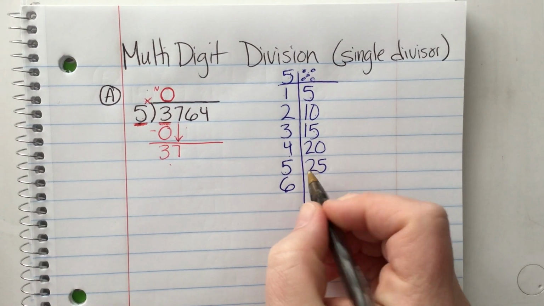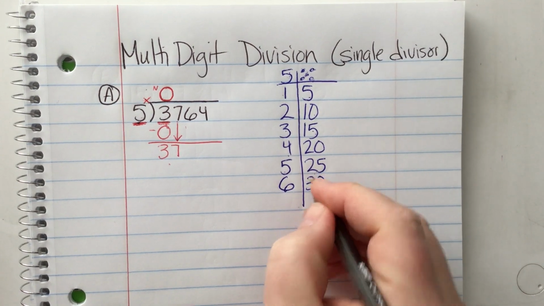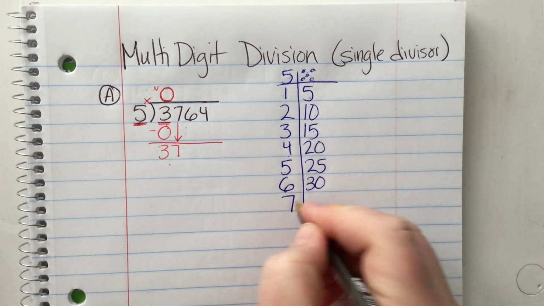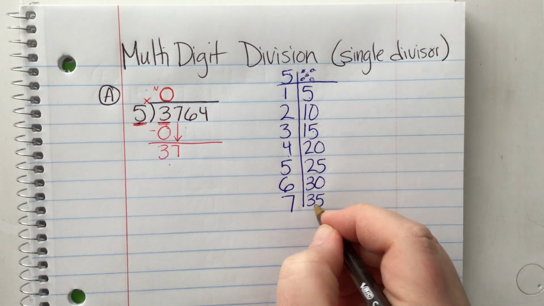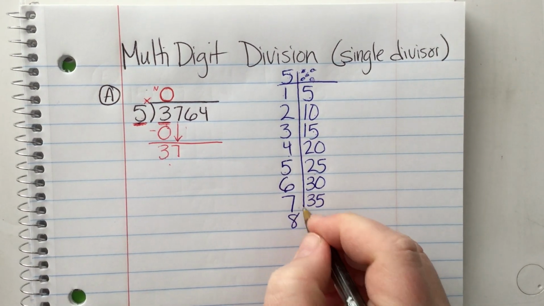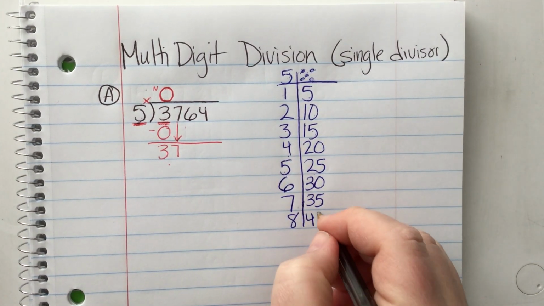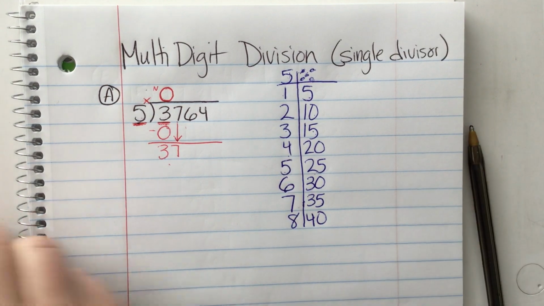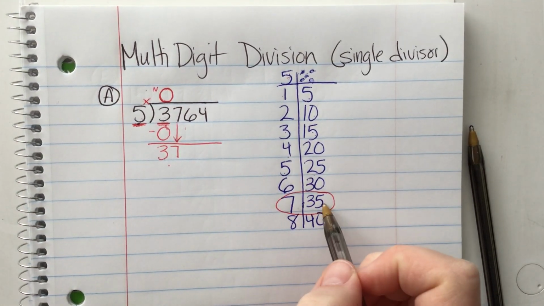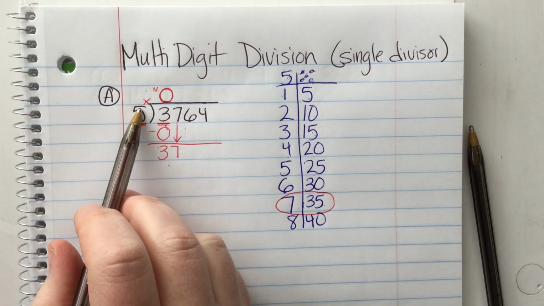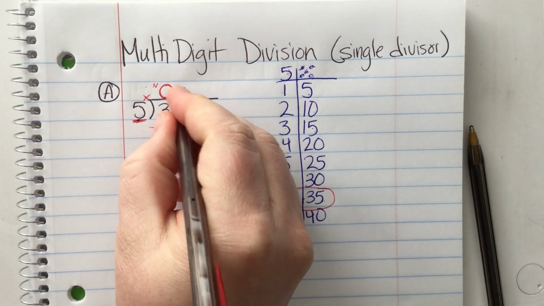So I'm going to go to 6, so 25, 26, 27, 28, 29, 30. Well, I might need to go a little further. So 7, 30, 31, 32, 33, 34, 35. Now that's looking pretty good, but just to be safe, 35, 36, 37, 38, 39, 40. So see, right there I went too far. It's past 37. So I know I'm going to go with 5 times 7 is 35. So how many times can 5 go into 37? It's going to be 7 times, so the 7 goes up here.